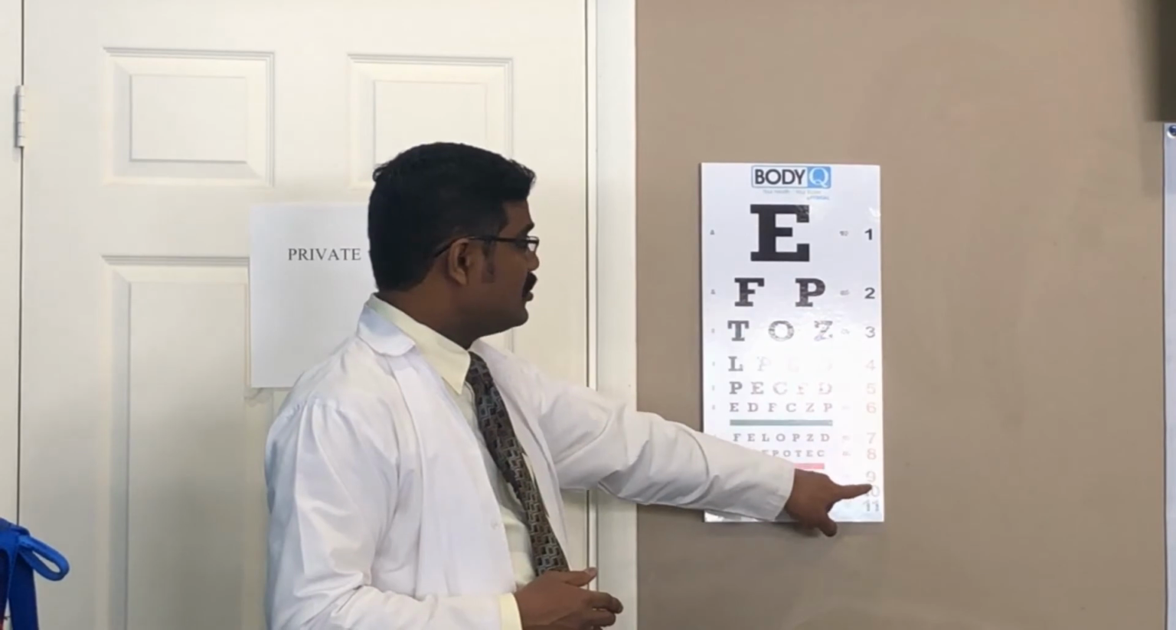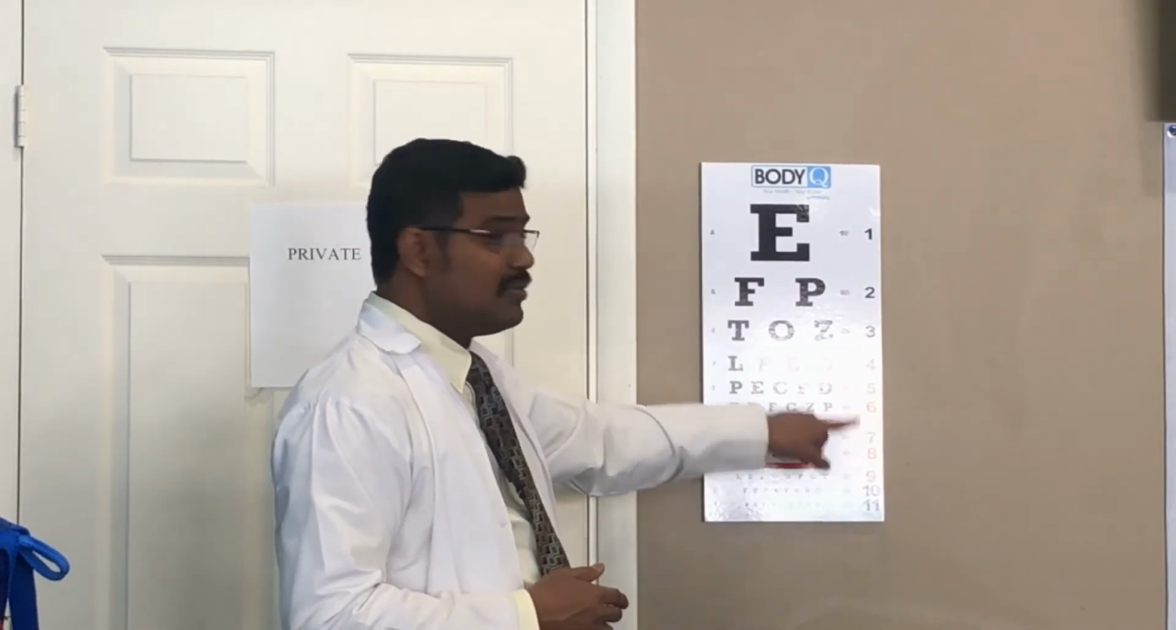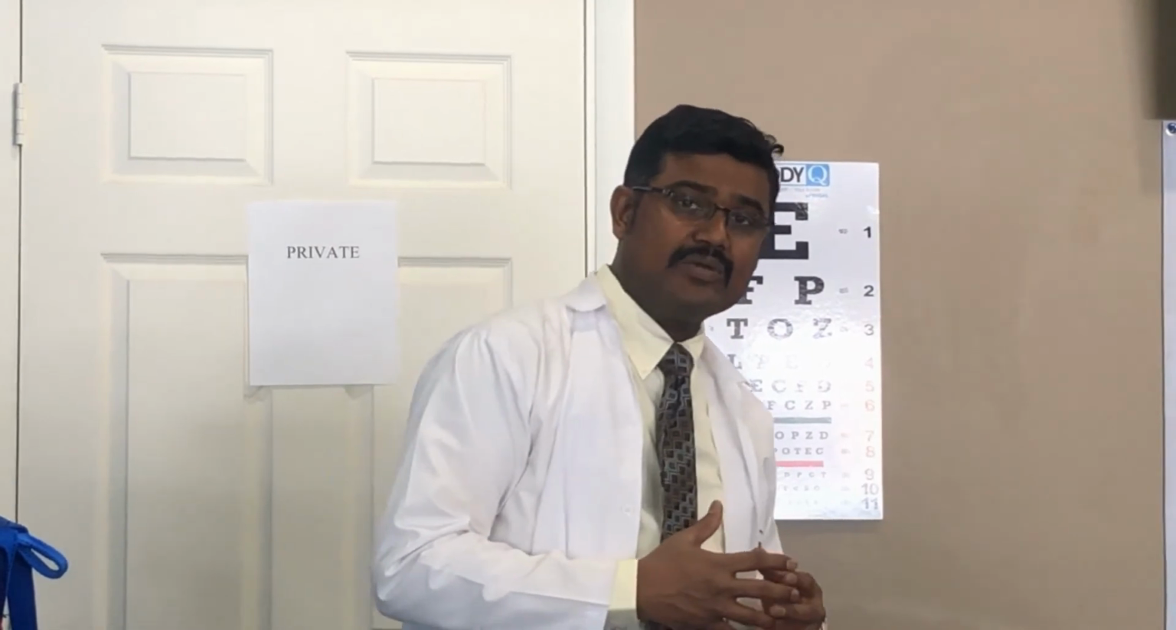So this is the baseline test. We're going to compare this 9 with a dynamic visual acuity test. When a dynamic visual acuity test is done, he is going to read while the head is moving. That means he needs his VOR reflex to be good so that he can read better.